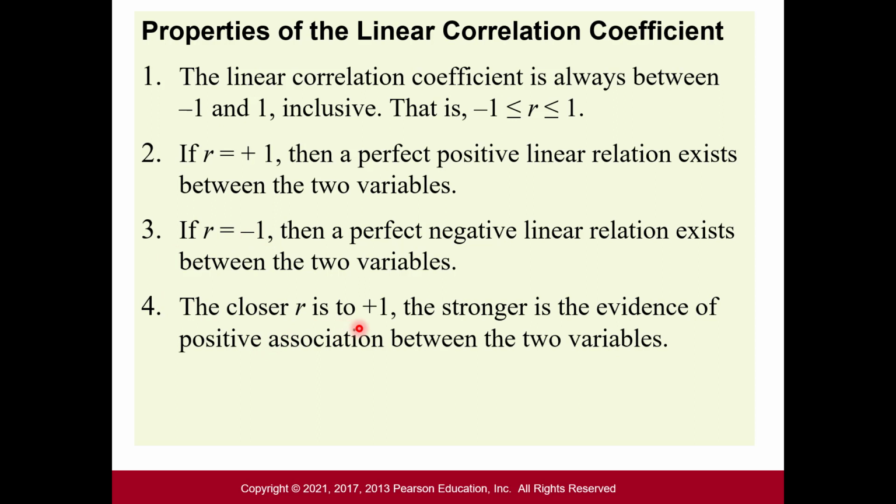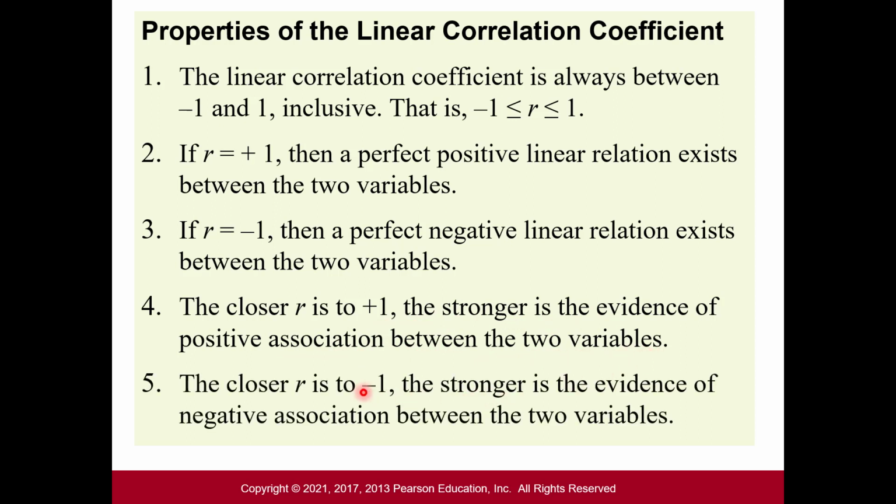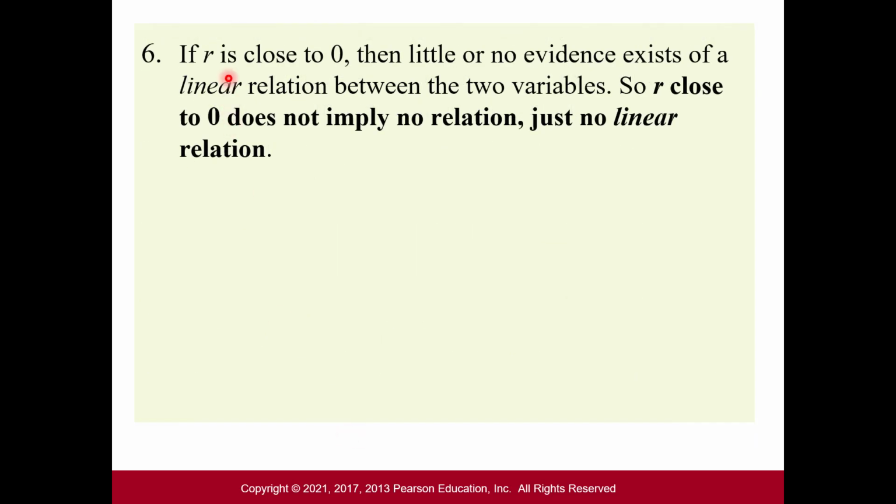The closer r is to +1, the stronger the evidence of a positive association between the two variables. And very similarly, the closer r is to -1, the stronger evidence we have that there's a negative association between the variables. If r is closer to 0, then we can say there's little or no evidence that the relationship is linear between the two variables. So r close to 0 doesn't necessarily mean there's no relation, it just means there's no linear relation. It can be like one of our examples where our scatter diagram was curving.